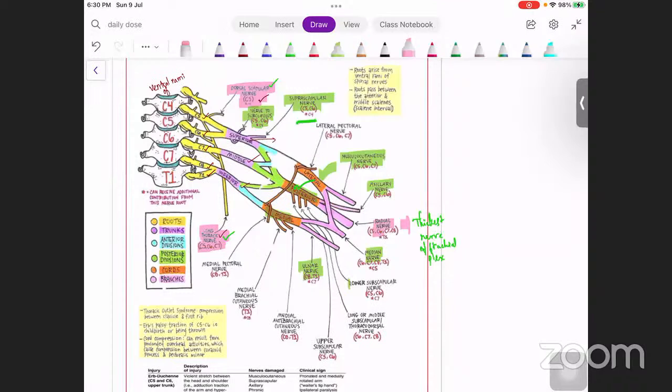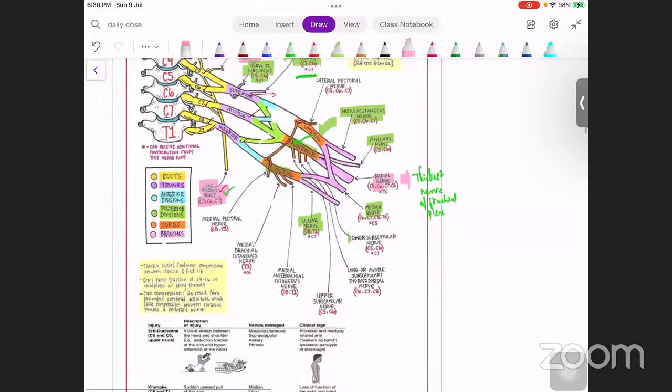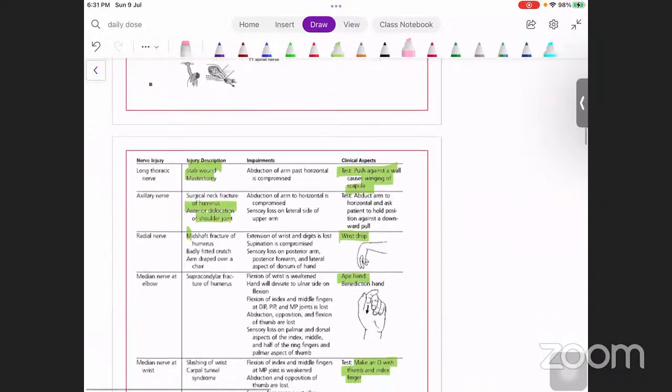And then you have the ulnar nerve, C8, T1, and then the radial nerve, C5 to T1, axillary nerve, C5 and C6. You have the medial brachial cutaneous nerve, which is T1, and the medial cutaneous nerve of the forearm, which is C8 and T1. Upper subscapular nerve, C5, C6. Lower and middle subscapular nerve or thoracodorsal nerve, C6, C7, C8.